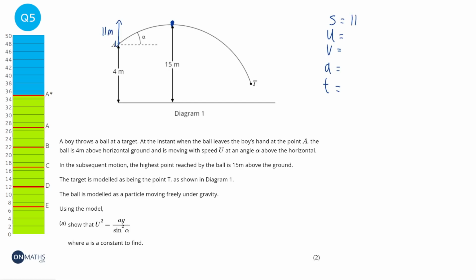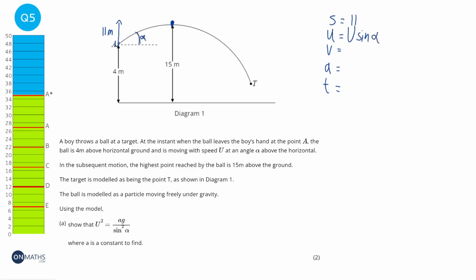The starting velocity, well, let's have a look at that. So we're looking at the horizontal component. So if this is alpha here, then it will be u sine alpha.